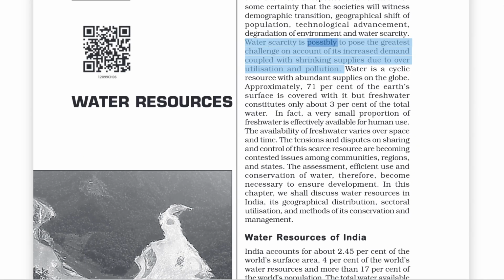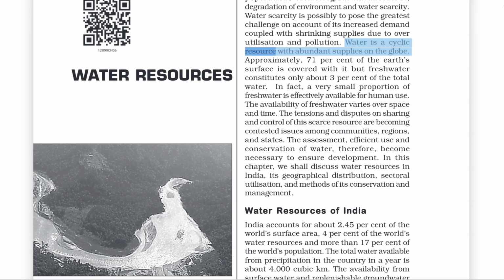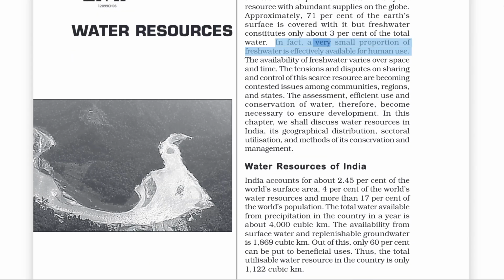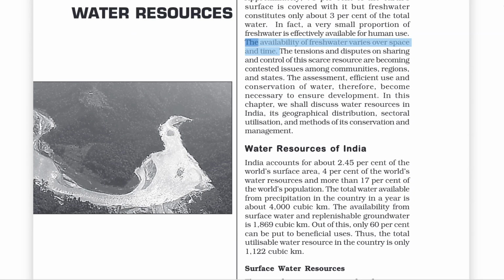Water scarcity is possibly going to pose the greatest challenge on account of its increased demand coupled with shrinking supplies due to overutilization and pollution. Water is a cyclic resource with abundant supplies on the globe. Approximately 71% of the Earth's surface is covered with it, but freshwater constitutes only about 3% of the total water. In fact, a very small proportion of freshwater is effectively available for human use. The availability of freshwater varies over space and time.